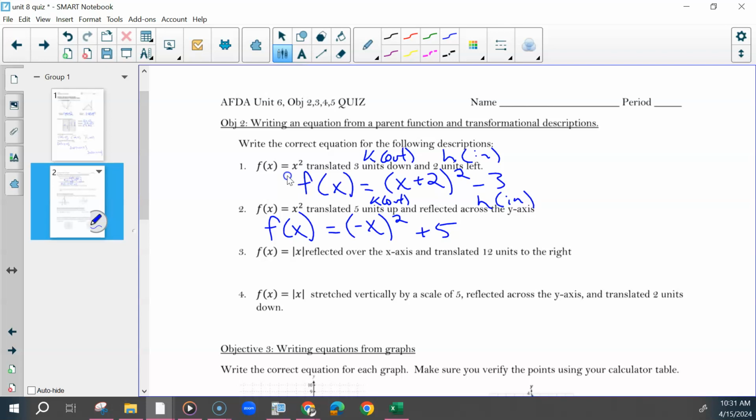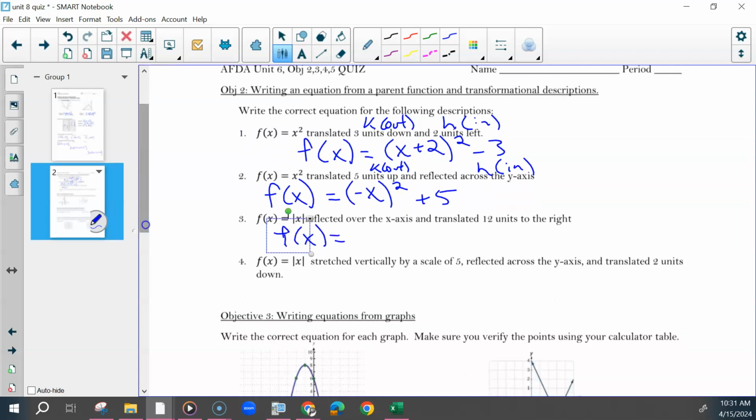Number 3, we have now switched the equation, so we should no longer have squares. So f of x equals, reflected over the x-axis, that's vertical. So that would be your a on the outside. Translated 12 units to the right, that's your h on the inside. We have a negative outside of the absolute value, x minus 12.